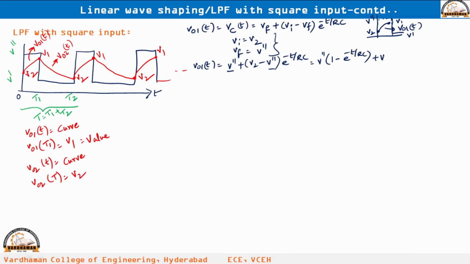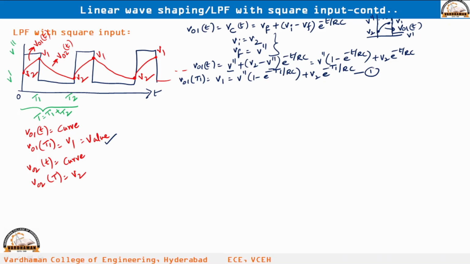Remaining is the V2 term. So, V2 into e power minus t by RC. Now, write the equation for V1. As I said, V1 can be obtained by substituting small t equal to capital T1 in this particular V01 of t. So, V01 of T1, t equal to T1 I am substituting. So that you will get the V1 value, that is equal to V double dash, wherever t is there you write capital T1. So, V double dash into 1 minus e power minus T1 by RC plus V2 into e power minus T1 by RC. Now, we got the equation for V1, this is equation 1.